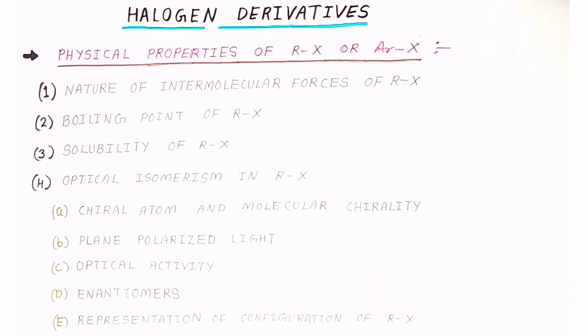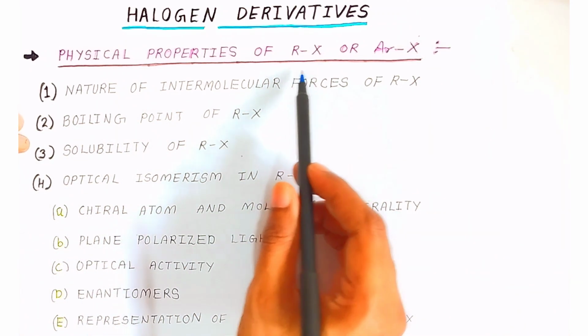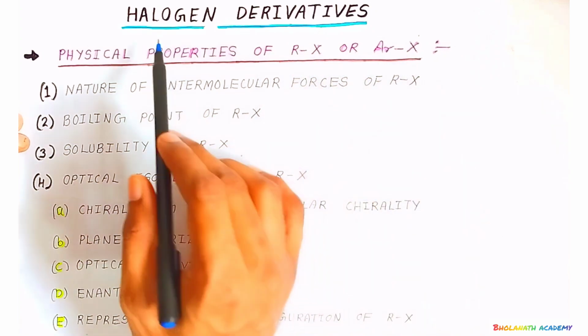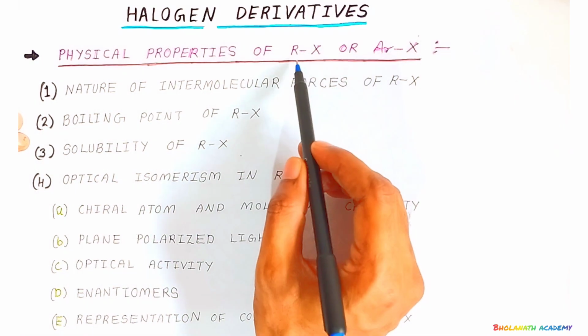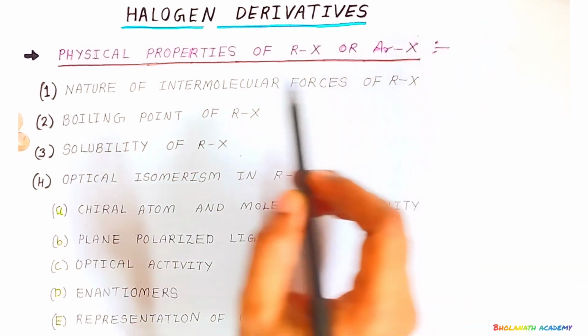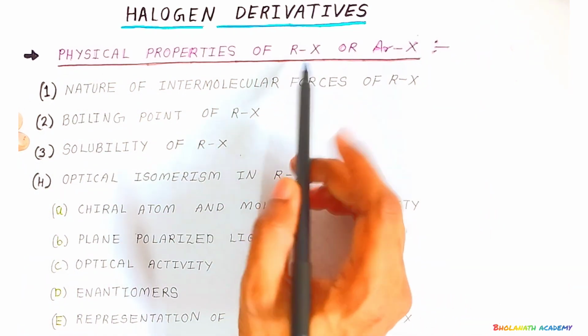In this video, students, we are going to see the physical properties of alkyl halide and aryl halide, the halogen derivatives. In the last video, students, we prepared the halogen derivatives, that is alkyl halide and aryl halide. In this video we will see the physical properties of alkyl halide.